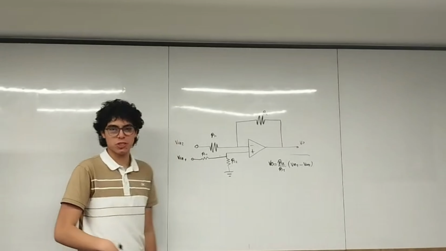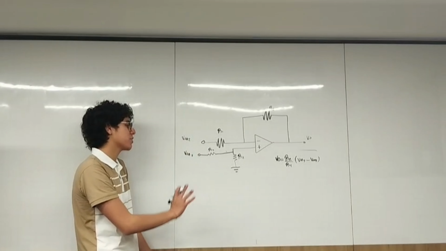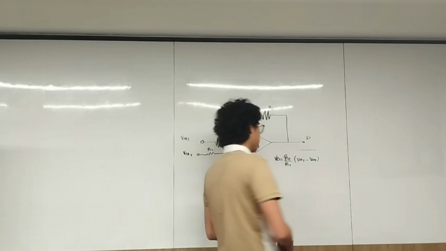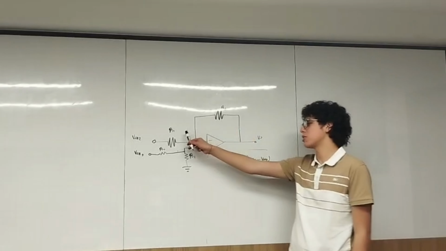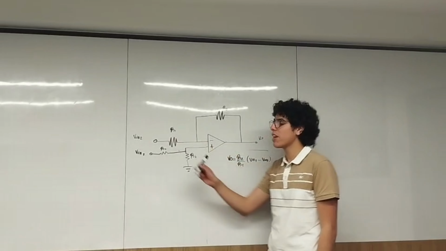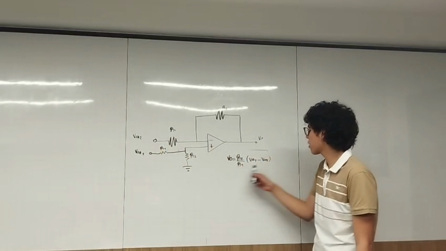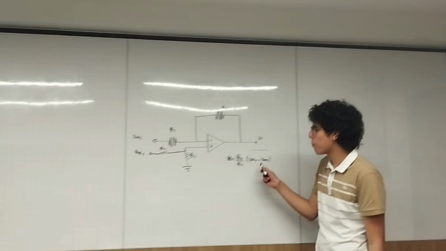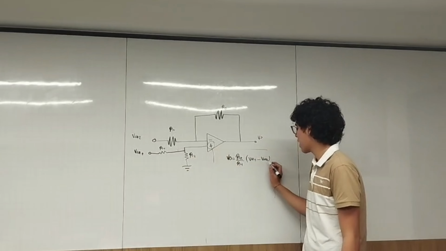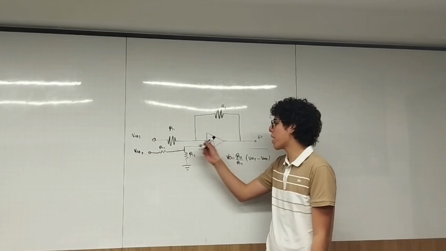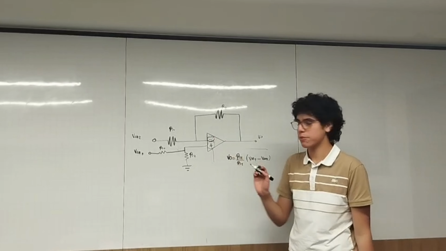Now we have the subtractor setting. In this setting, you have to know that we're going to have this formula: resistor 2 divided by resistor 1, and this is going to amplify the differences between both signals. So we're going to have V input 1 coming to the positive side of the amplifier, minus V input 2, which is going to be the negative side of the amplifier.